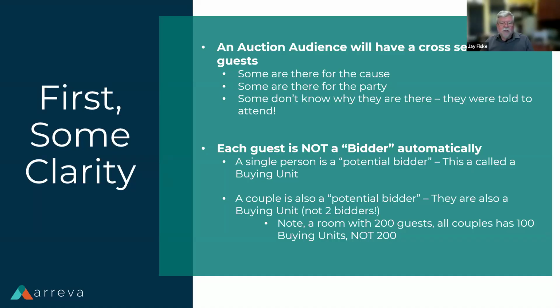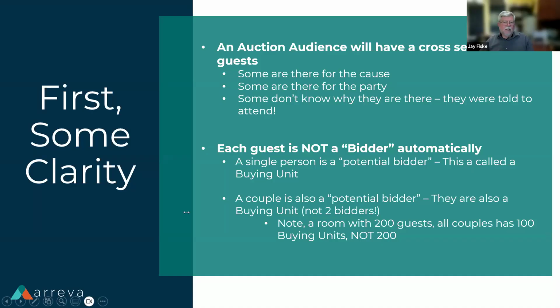I always like to joke and say that couples don't bid against each other except on the family counseling. So it's just kind of a joke. But really, husbands and wives, couples, significant others, when they're at an event together, they tend to bid as a unit. So we call a couple one buying unit as well. So you have a single person, a couple. Either way, it's one buying unit.